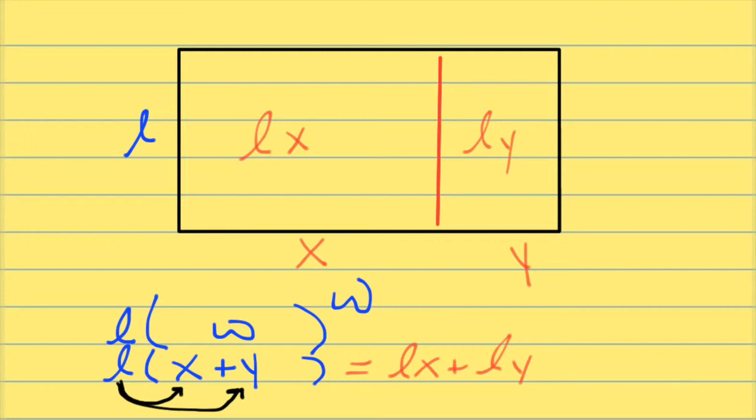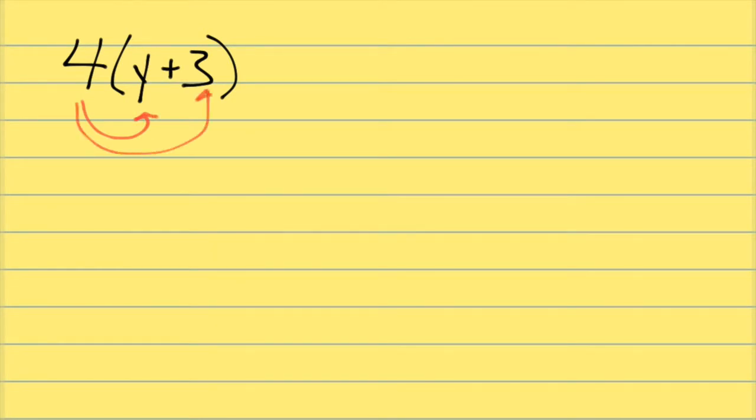This helps us simplify algebraic expressions that we may not be able to simplify otherwise. So let's start with some examples. 4 times y plus 3. In order to simplify, I want to distribute that 4 to the y and to the 3. How do we write 4 times y? Yep, just 4y. And what's 4 times 3?